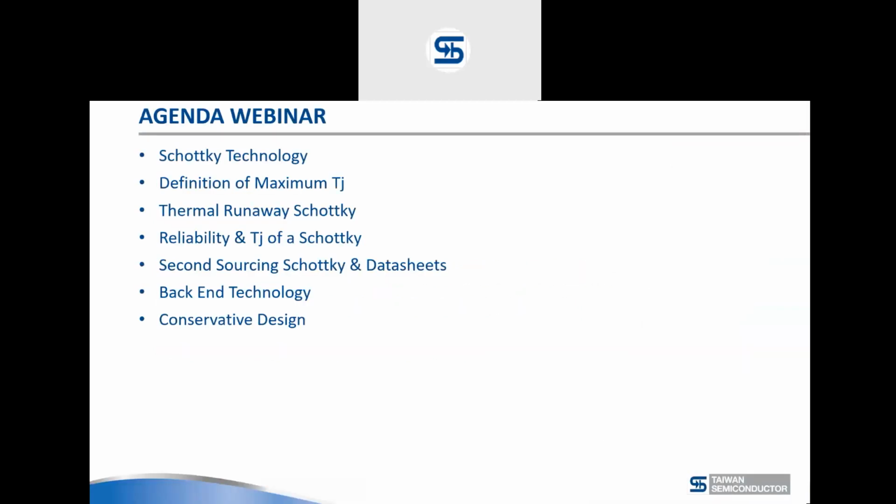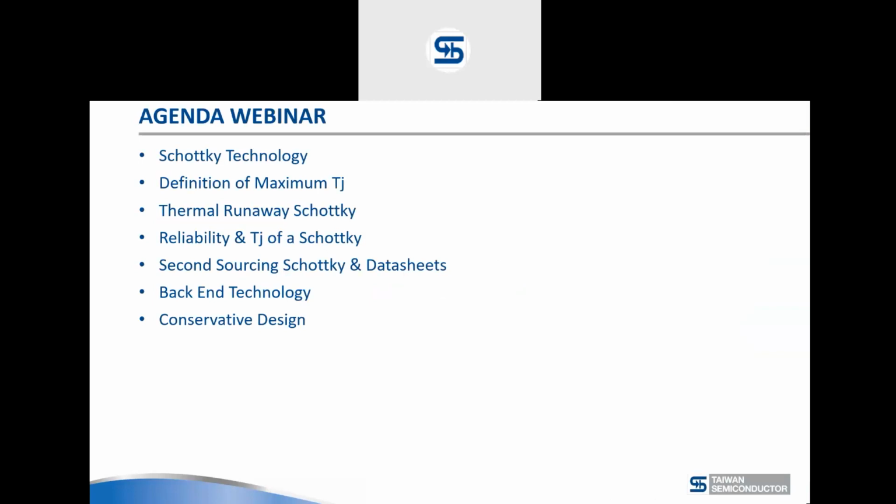So we're going to talk about Schottky technology here. We're implying that this is the front end: how you make the wafers, and the definition of the maximum junction temperature, which is not that straightforward. Then we're going to go into detail of the thermal runaway effect on Schottky diodes. We're going to talk a little bit more about reliability and the junction temperature of a Schottky. Then we're going to talk about second sourcing Schottky diodes and datasheets, a little bit more on datasheet analysis.